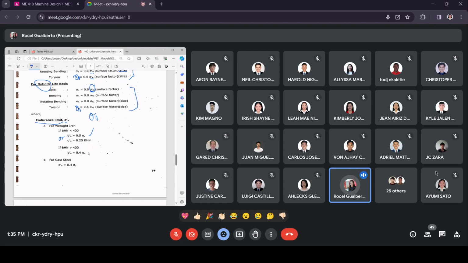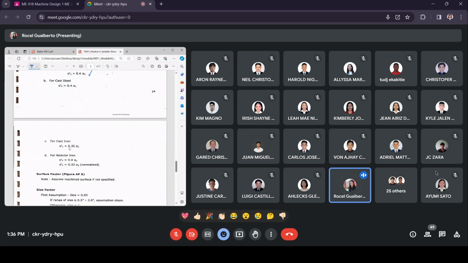BHN is the Brinell hardness number. But if it's wrought iron and BHN is greater than 400, then you use 0.4 of sigma u for your sigma prime n. If it is a cast steel, you use 0.4 of sigma u. If it's a cast iron, you use 0.35 of sigma u. For nodular, you use 0.4 of sigma u. And if normalized, you use 0.33 of sigma u.